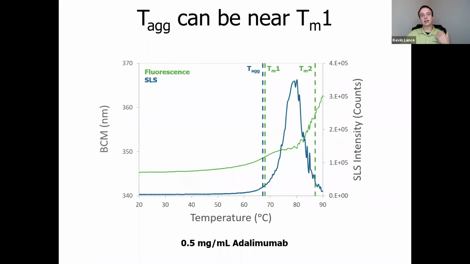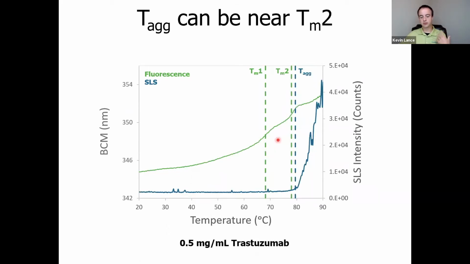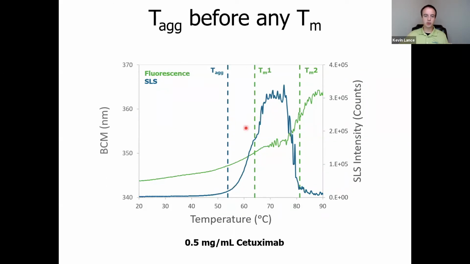In this case, we can show exactly how to use that information, where we talked about earlier getting different melting temperatures, and we're seeing where aggregation occurs in response to those melting temperatures. With this protein, TAG corresponds very nicely to melting temperature 1, so we know we can pay attention to TM1 as the behavior driving aggregation. Or with trastuzumab, we're seeing in this buffer the aggregation temperature near melting temperature 2. Or even for cetuximab, we're seeing aggregation well before we identify any melting temperature, which tells us we should probably pay attention to TAG as the most important metric in this case.